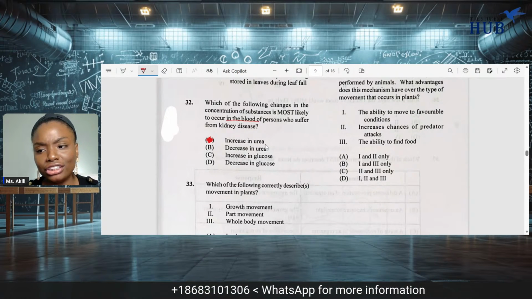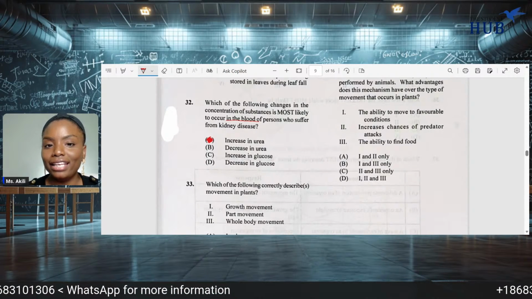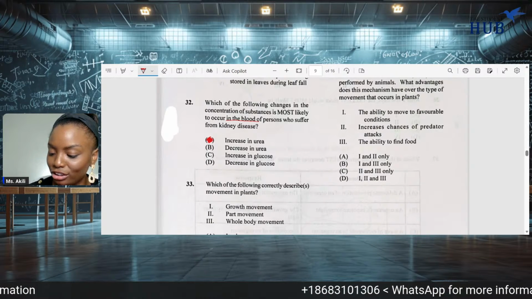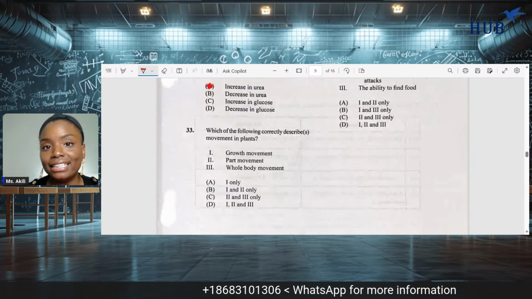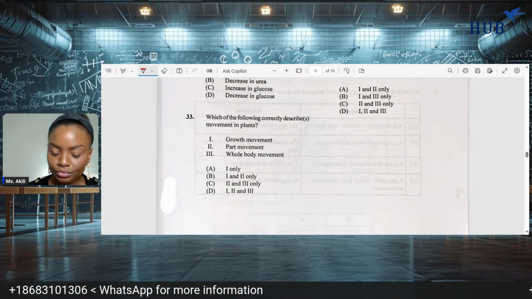C and D is just a trick because most times when they ask about kidney and what is not supposed to be in the blood, they're leaning towards diabetes and the presence of glucose in the blood. So C and D was just there to try and trick you up, but they focus on kidney disease and not diabetes. So we're not focusing on glucose here, right?